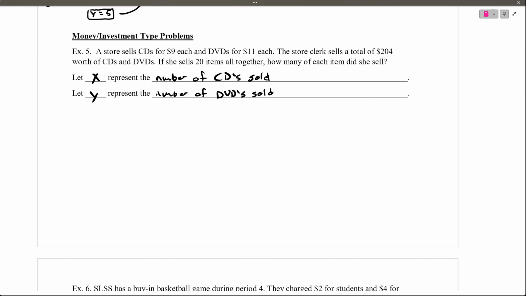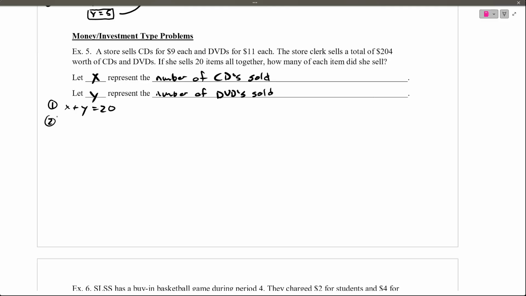All right. So we now have to look at this. We know x and y represent these unknown values, but now we have to look at our problem here and say, well, how can I create an equation here? Well, we know this last piece is the easiest piece. If she sells 20 items altogether, that means if we combine the number of CDs plus the number of DVDs, we get 20. So let's use that one first. That's a nice easy one. So x plus y is equal to 20.